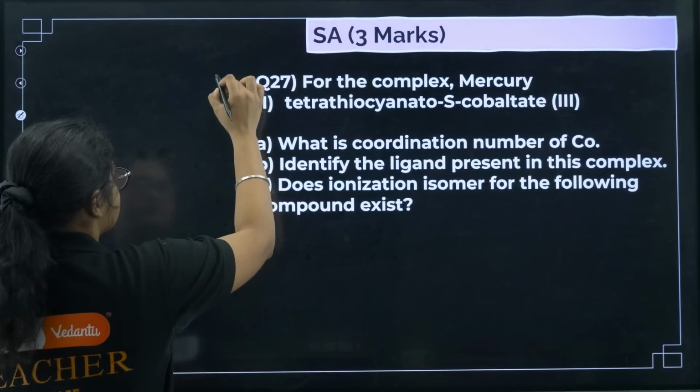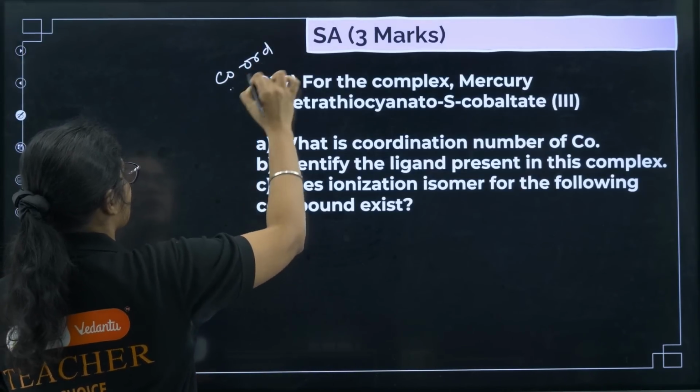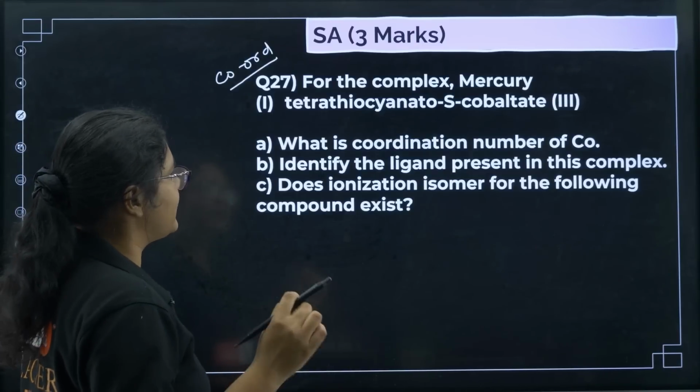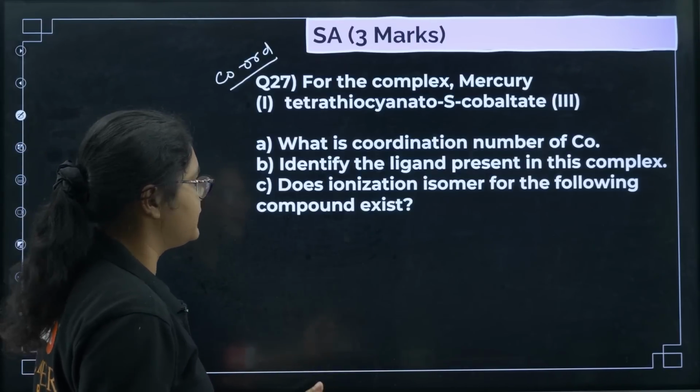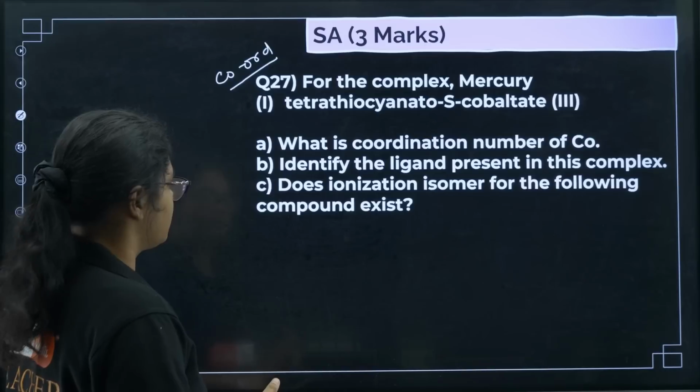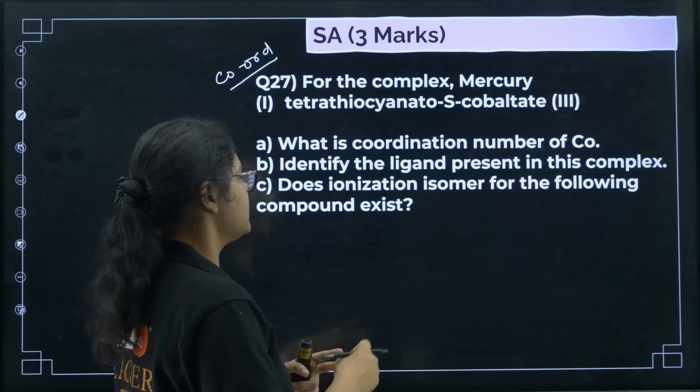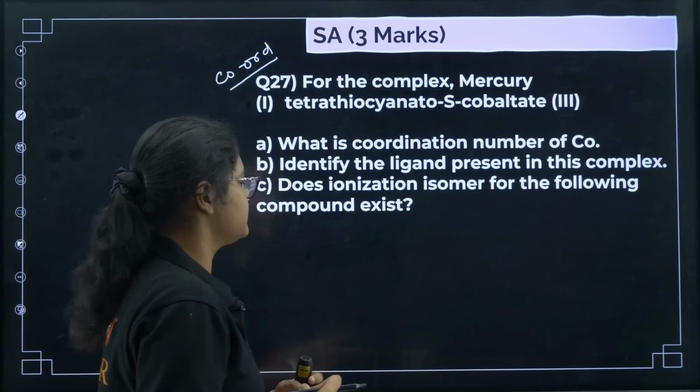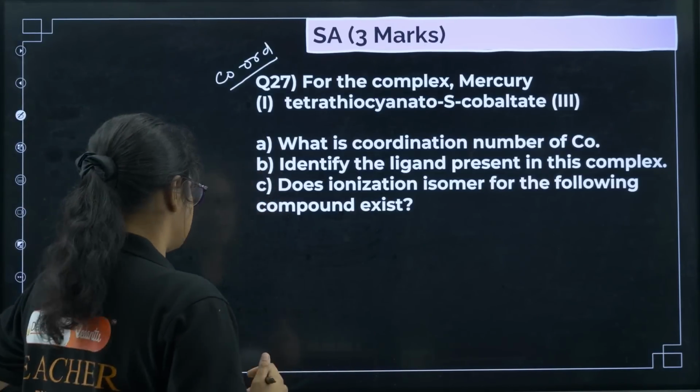Next, this one is from coordination. From the complex mercury tetrathiocyanato-S-cobaltate, what is the coordination number of cobalt? Identify the ligand present. Does ionization isomerism exist or not? Okay, so this is a very simple question.